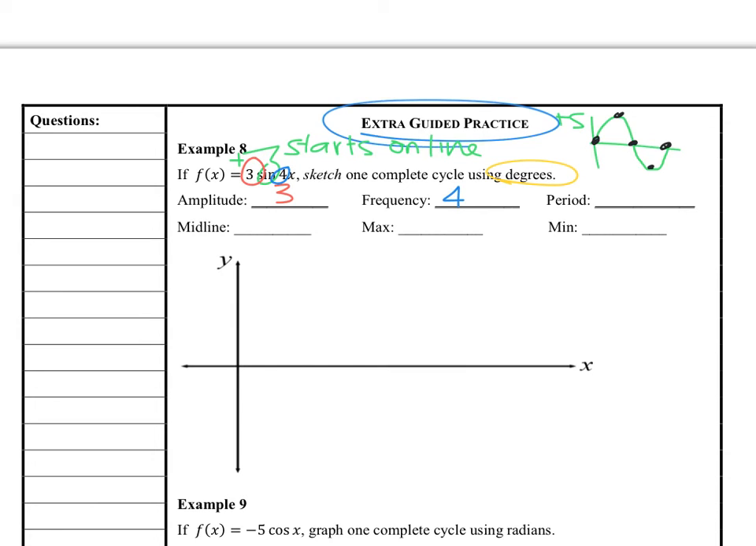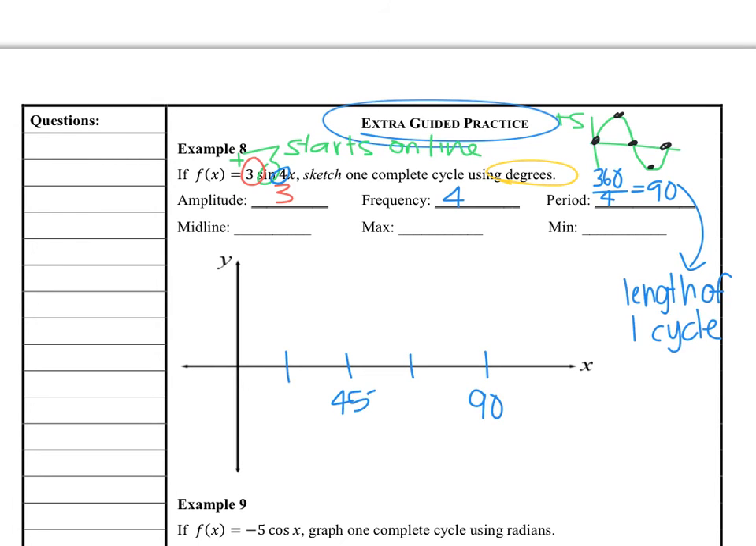Frequency is the number in front of the x value. That's a 4. Degrees tells me to use 360 over frequency. So 360 over 4 in this case gives me 90. That's where my 1 cycle ends. Length of 1 cycle. So 1, 2, 3, 4. 1 cycle ends at 90. Half of that is 45.